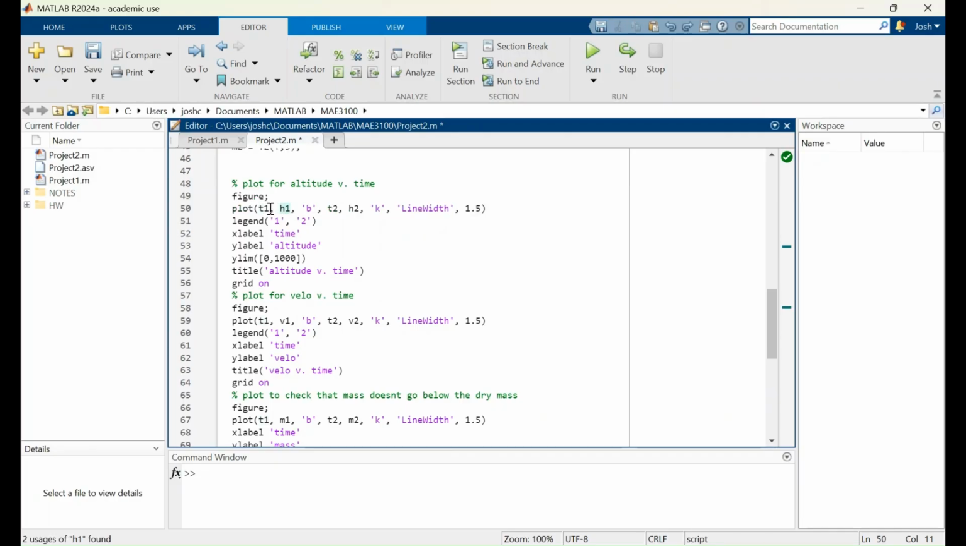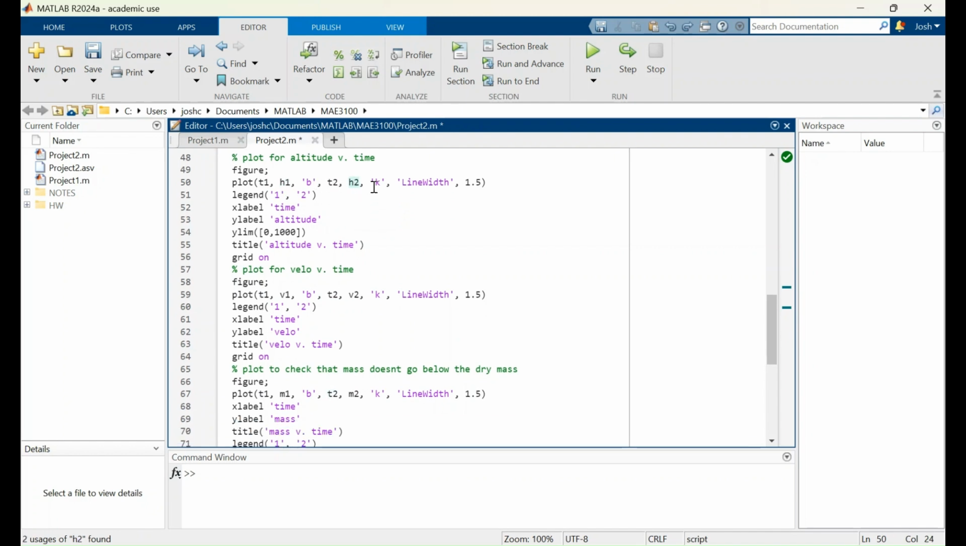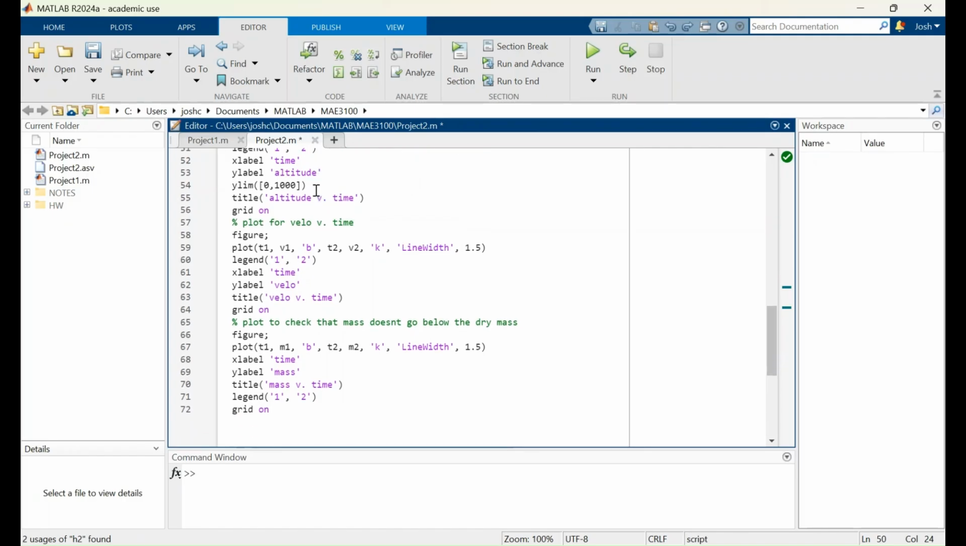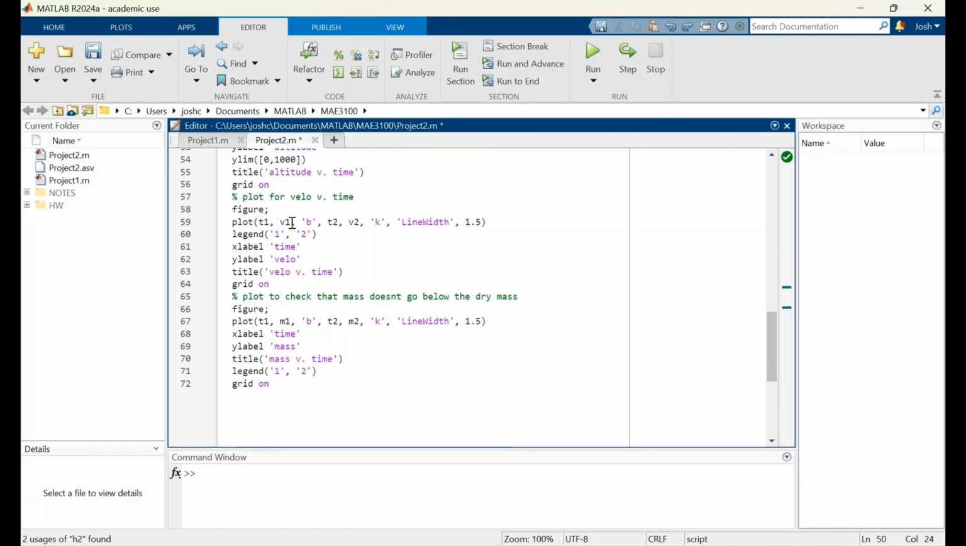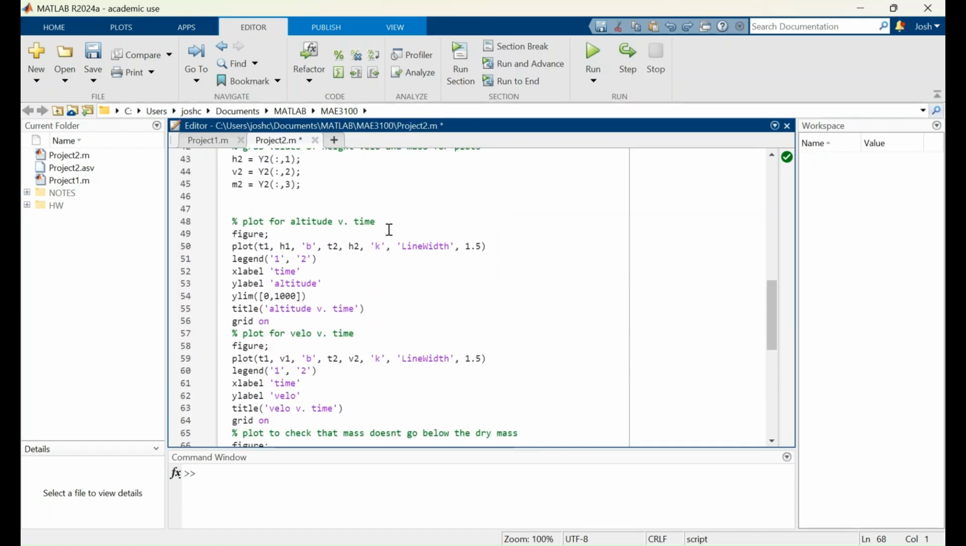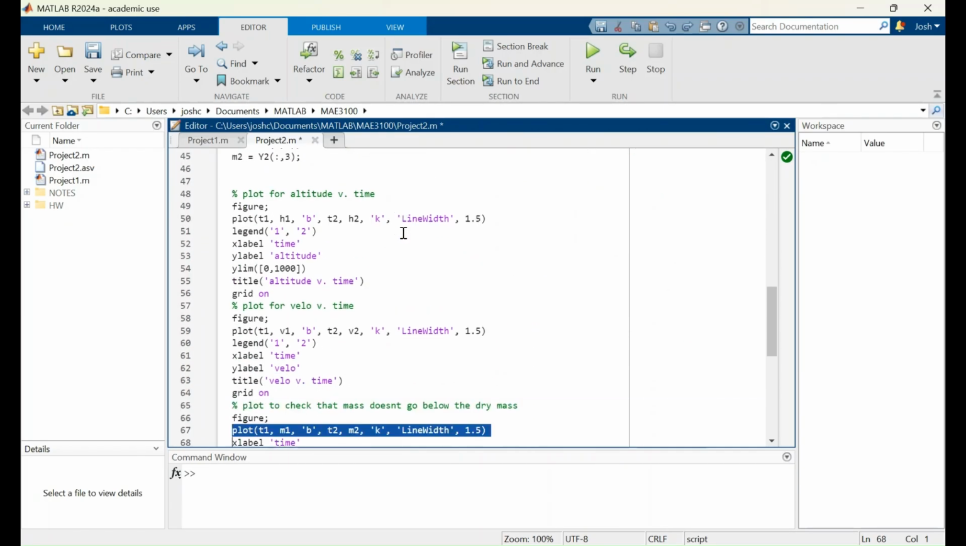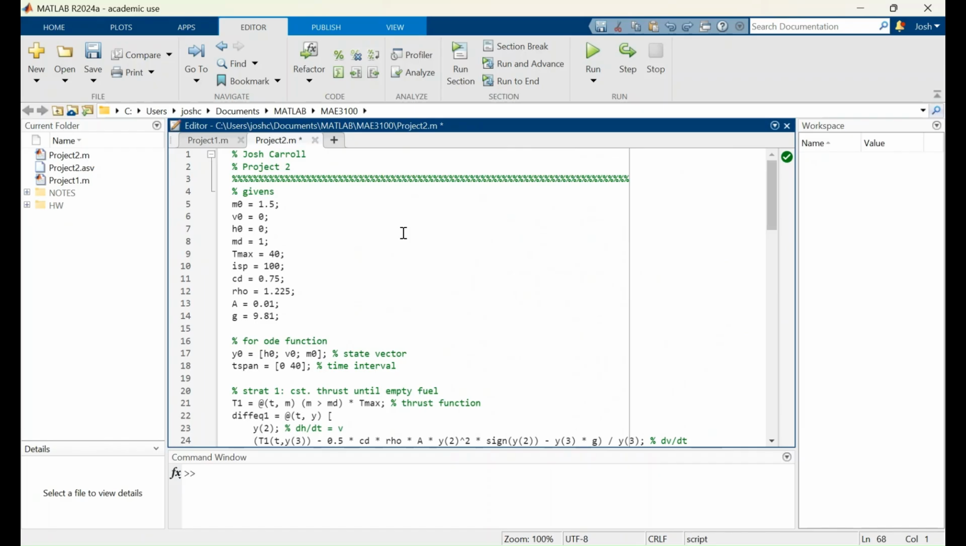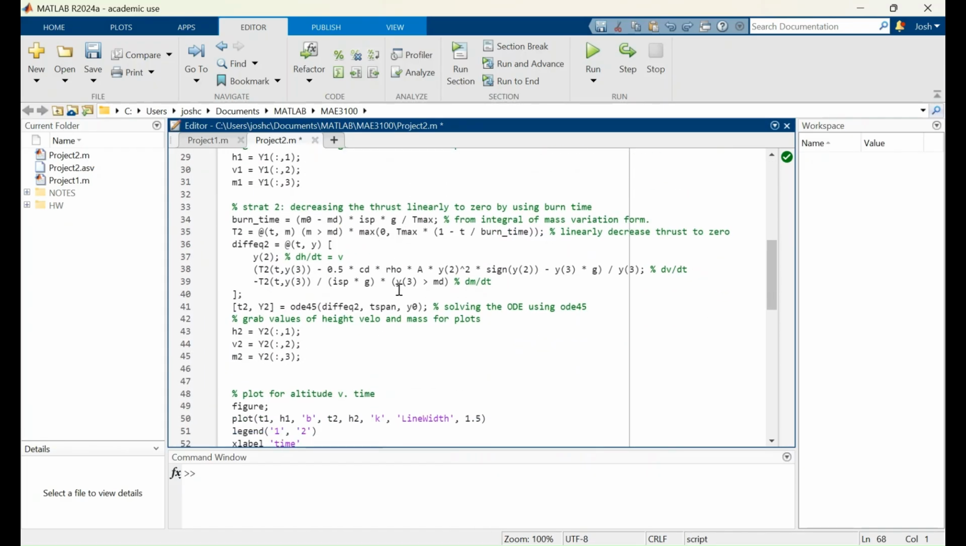So for our first strategy, it's altitude versus time. So we're going to use T and H, time and height, and then T2 and H2, the different color line. And then yeah, pretty much same thing here. And yeah, same thing here, except with mass and velo on these two. So now I'm going to plot these and bounce over and talk a little bit about the plots.